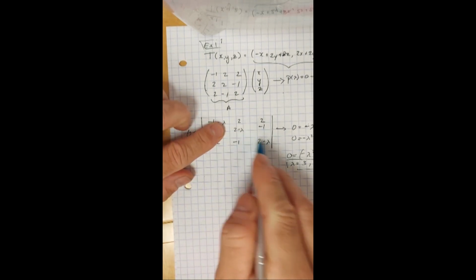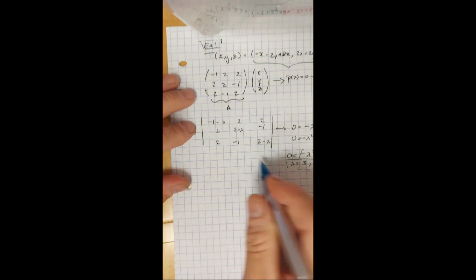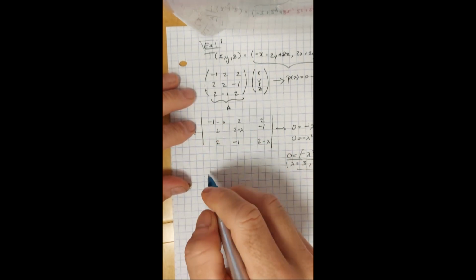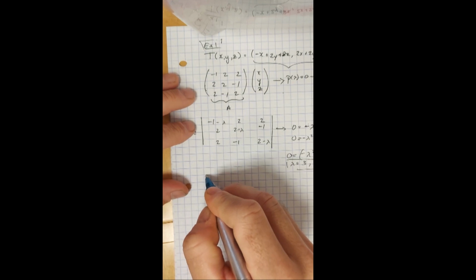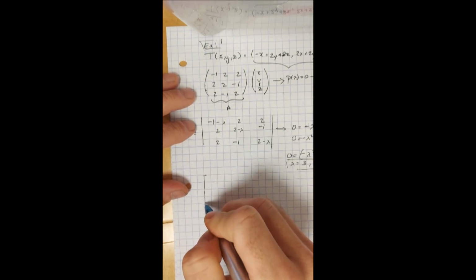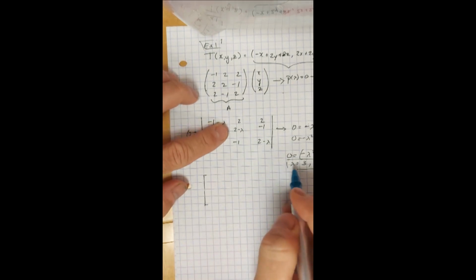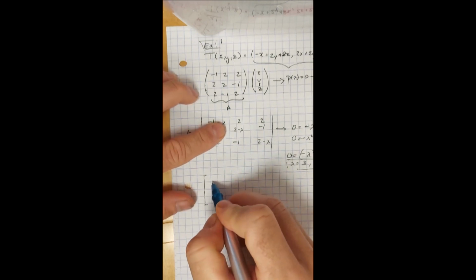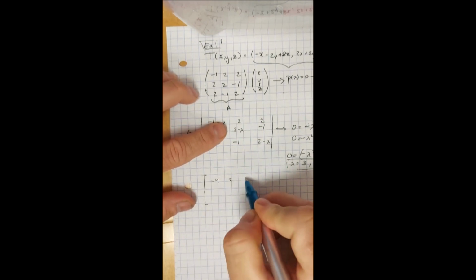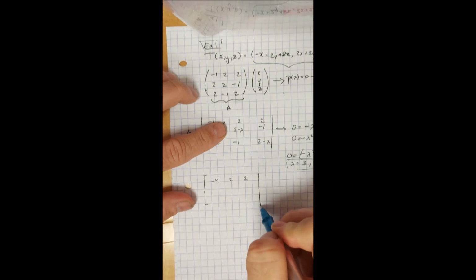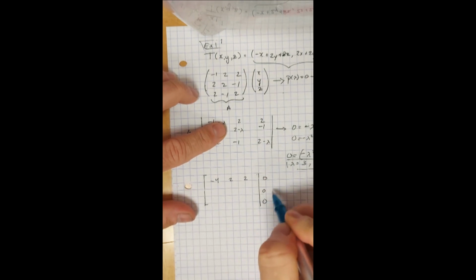So I'm going to replace each of these lambdas with 3, and then do row reduction on it to find the resulting equation. If I plug in 3 here, I get negative 1 minus 3, so that's going to be a minus 4, 2, and a 2. Augment that with 0, 0, 0.